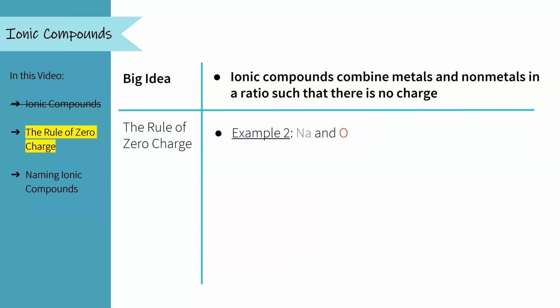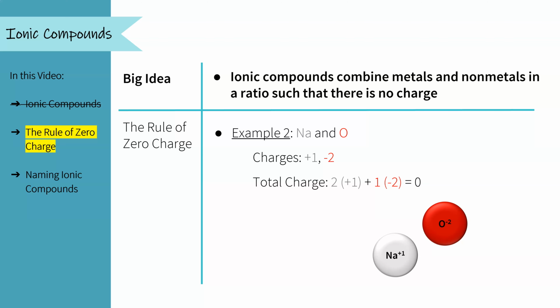Another example is a compound that forms between Na and O. Looking at my periodic table, I know that sodium forms an ion with a +1 charge, and oxygen forms an ion with a -2 charge. I need two things with a +1 charge to balance the -2 charge on oxygen. So 2 × (+1) plus 1 × (-2) gives me 0. My ratio is 2 metals to 1 nonmetal, and I would write my formula Na2O to show that there are 2 sodiums and 1 oxygen in this compound.